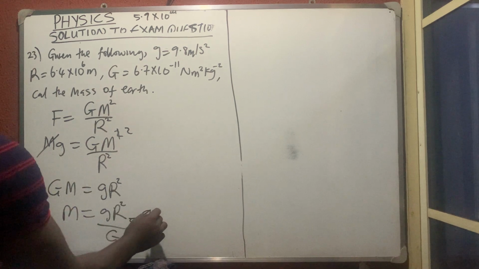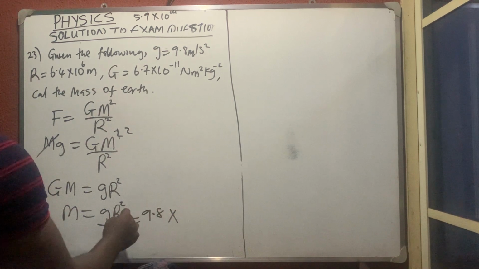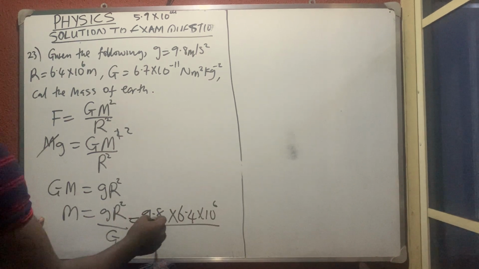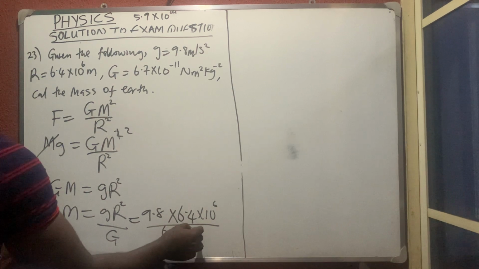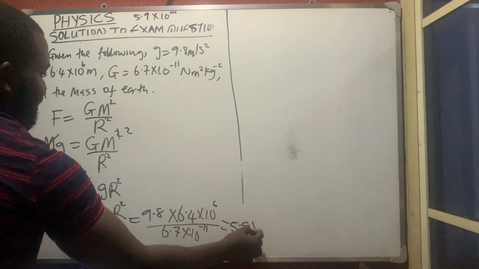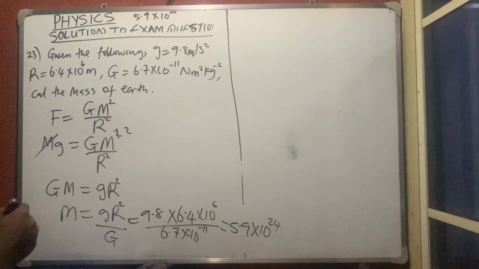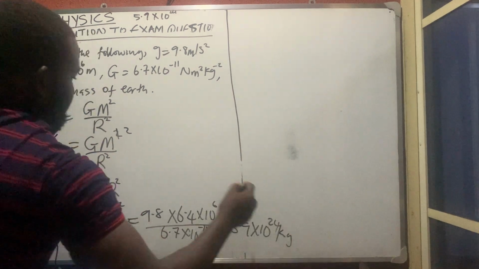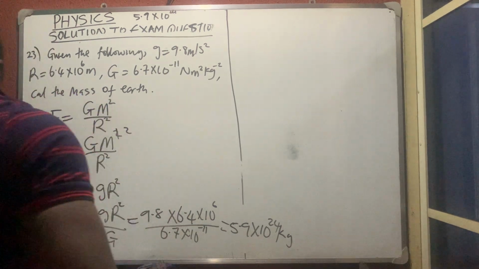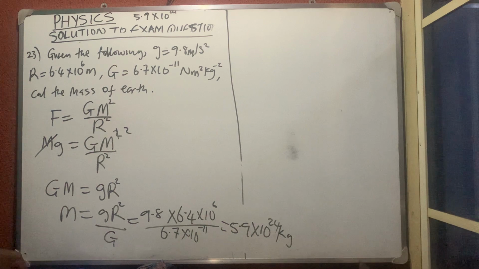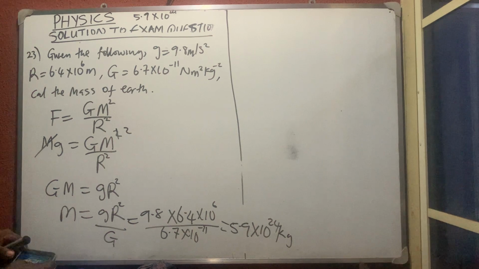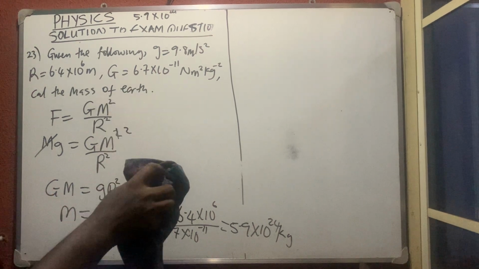So put everybody: 9.8 times this R is 6.4 times 10 raised to power 6, divided by 6.7 times 10 raised to power minus 11. If you do everything, you will get the same thing I told you, 5.9 times 10 raised to power 24, in kilogram. So that is the mass of the earth. So I can clean the board.